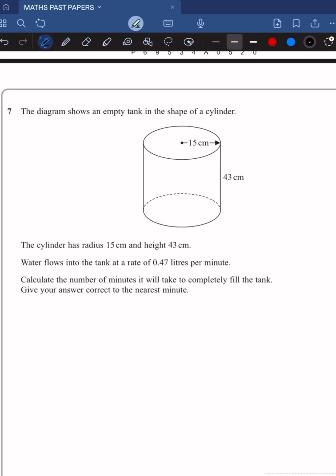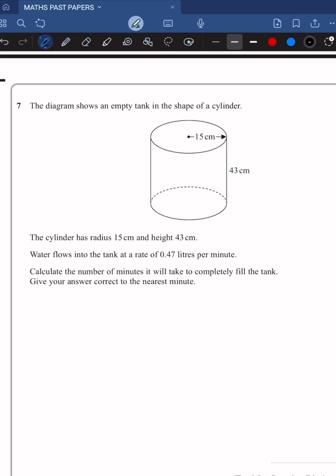So next question, number 7. The diagram shows an empty tank in the shape of a cylinder. The cylinder has a radius 15, we can see that, and a height 43. Water flows into the tank at a rate of 0.47 litres per minute. Okay, litres, let's remember that. Calculate the number of minutes it will take to completely fill the tank. Give your answer correct to the nearest minute.